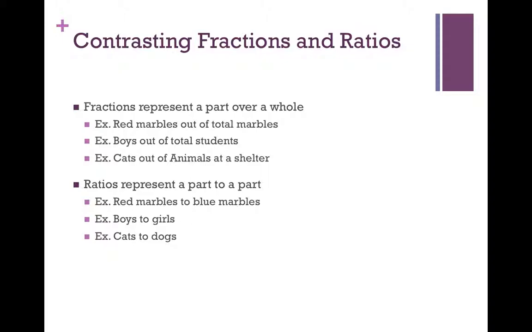This is very different than ratios, which represent a part to a part, sometimes multiple parts of one thing. For example, we have red marbles to blue marbles, boys to girls, cats to dogs. Notice how these are kind of subgroups within the total cohort. In a class, you have boys and you have girls, so boys to girls would be a part to a part, whereas boys out of the total number of students would be a part out of the whole.